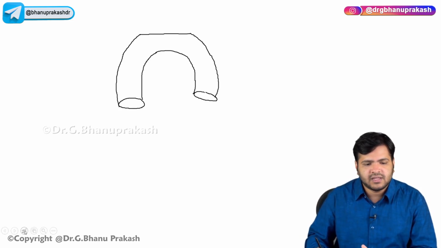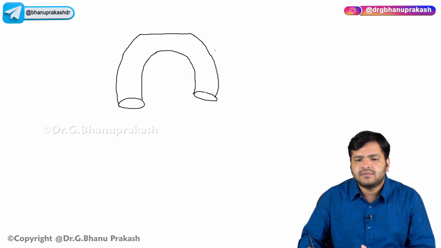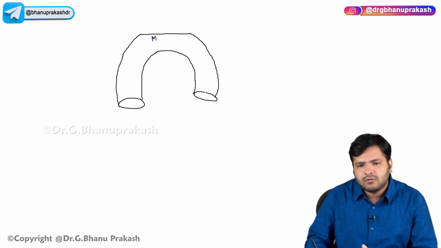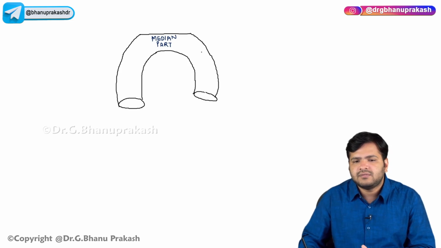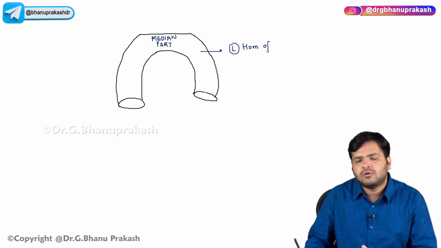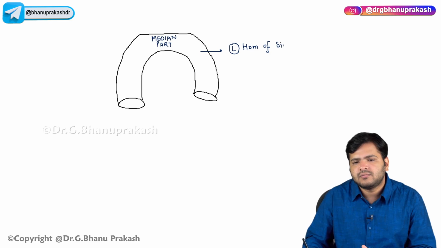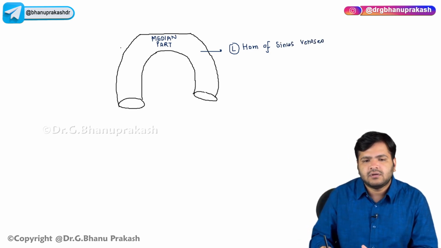So let me just label it over here. We have this median part of sinus venosus, this left horn of sinus venosus, and we have the right horn of the sinus venosus.